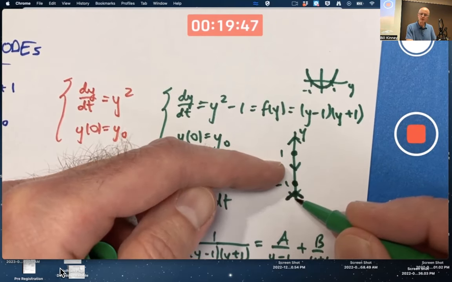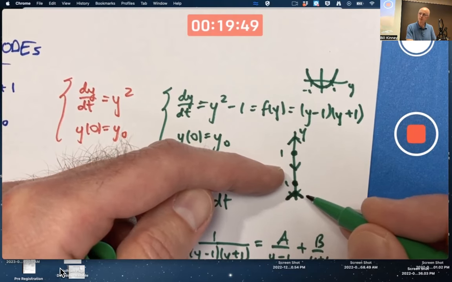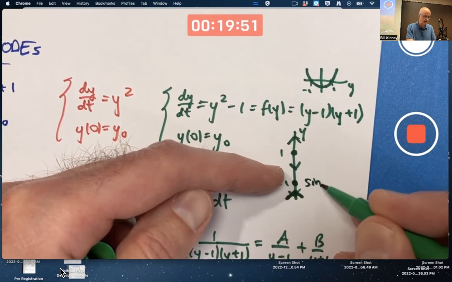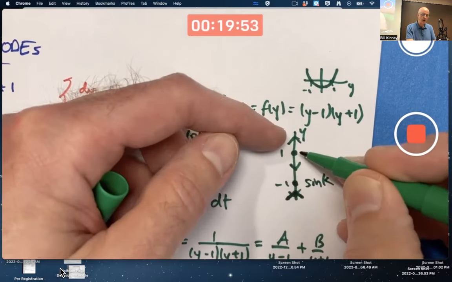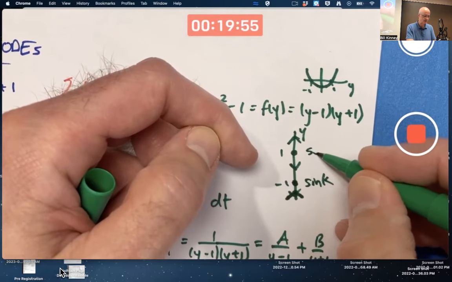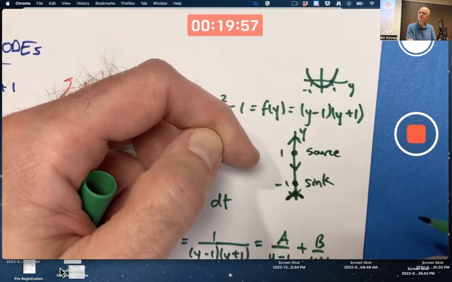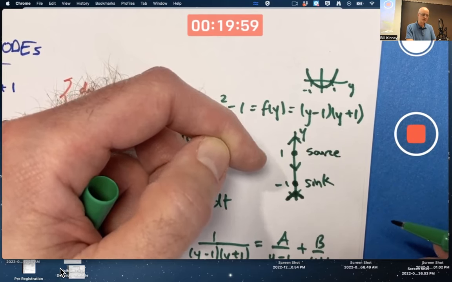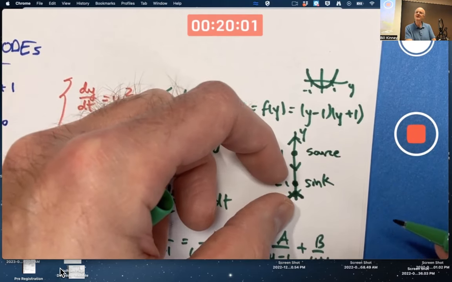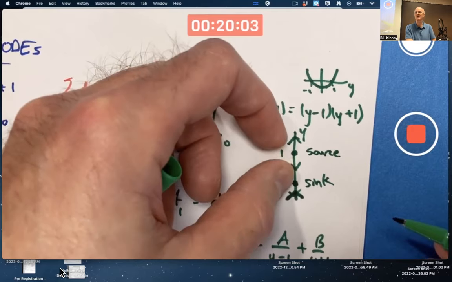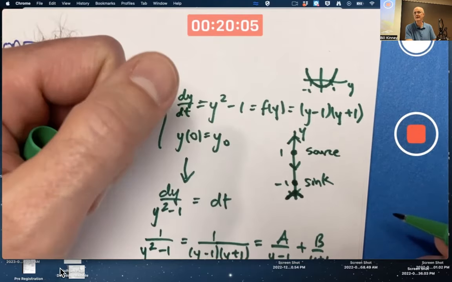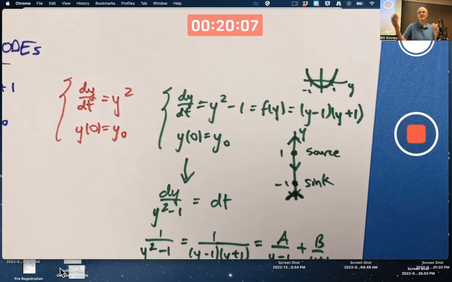When nearby solutions head toward an equilibrium point, it's called a sink. When they go away from the equilibrium point, it's called a source. Should you imagine water molecules along here going toward the sink or away from the source? Well, if you want, for fun, that's just for fun. It's a nice visual, okay?